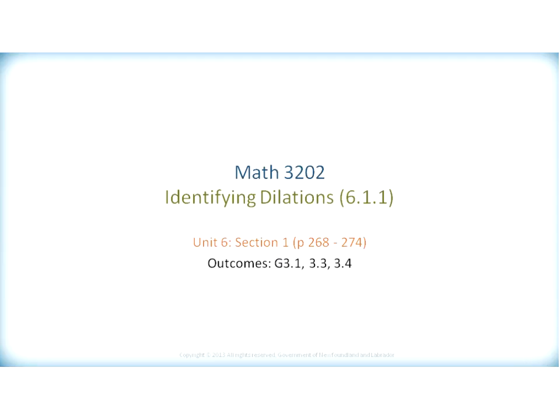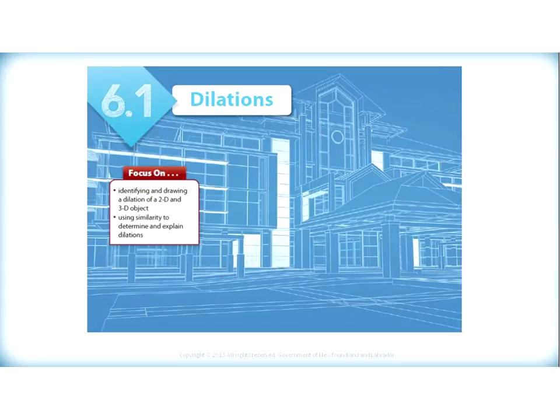We're going to look at a couple of questions now dealing with identification of dilations. What we're going to do is identify dilations of possibly 2D or 3-dimensional objects, and we're going to use similarity to determine if something is a dilation.